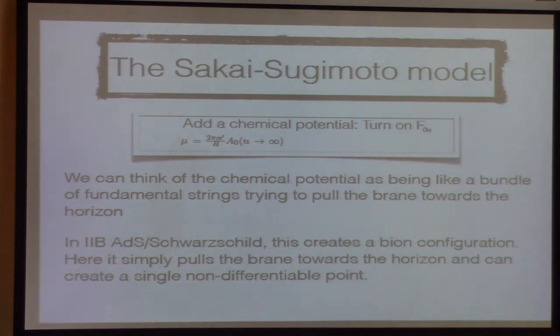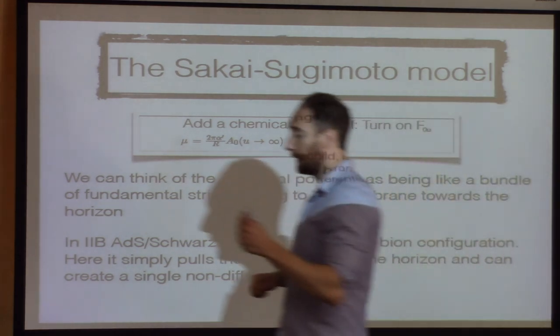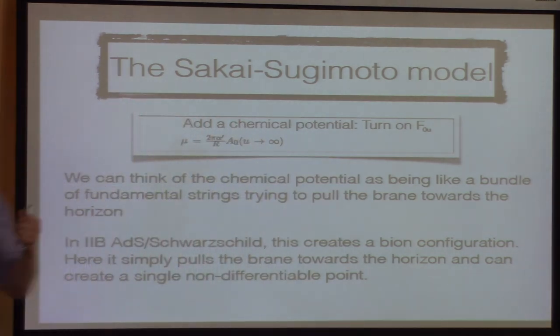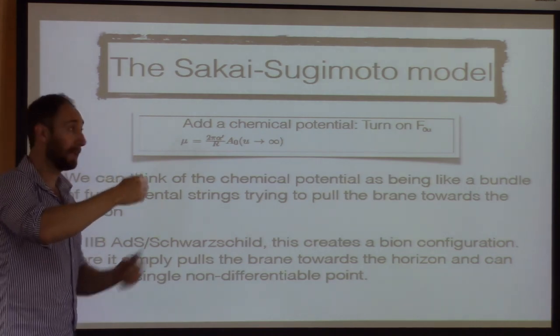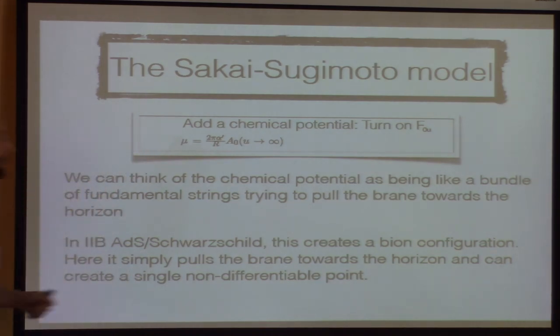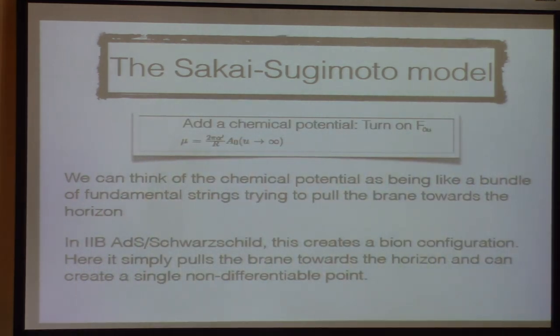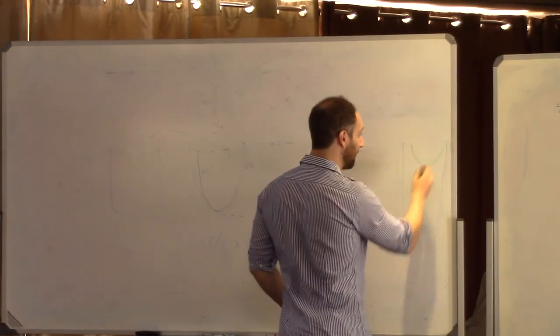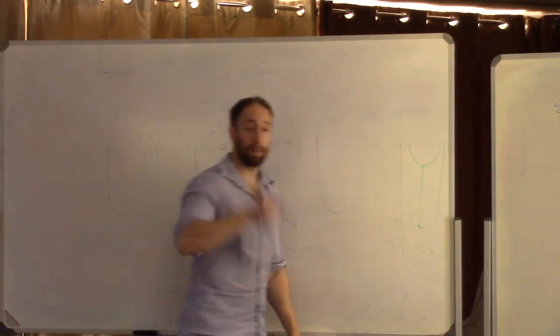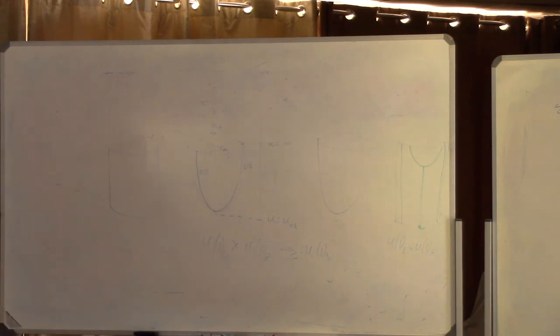So it turns out that turning this on really corresponds to turning on a set of fundamental strings which want to stretch between the horizon, if there is a horizon, and the tip of the brane. And this wants to pull the D-branes, in this picture, down in this direction. So we can think of this as a stack of fundamental strings which correspond to a finite baryon density or a finite quark density.